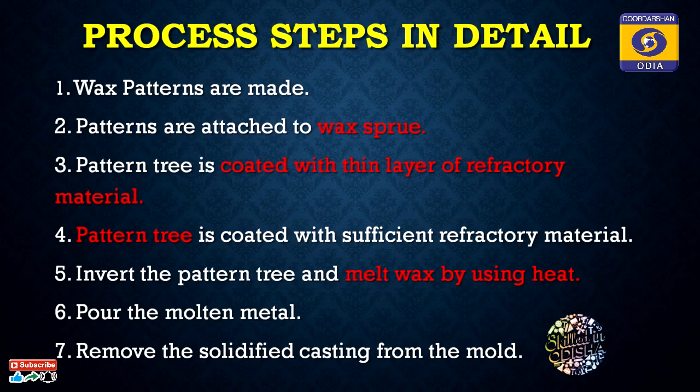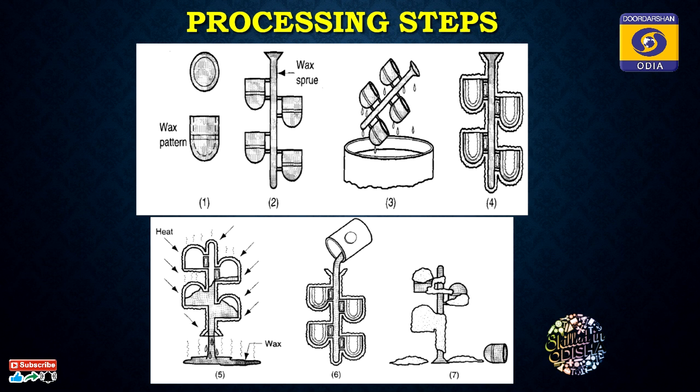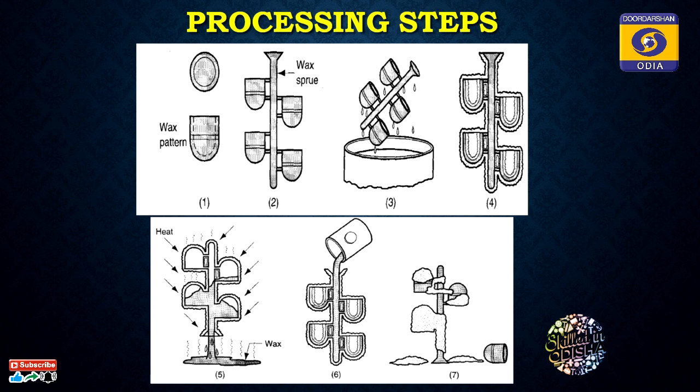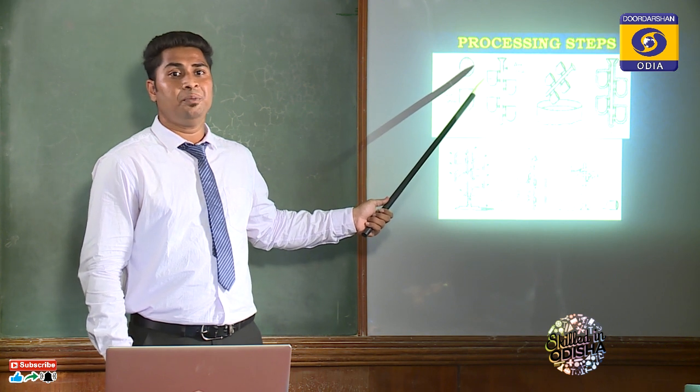Second step is patterns are attached to wax sprue. See the second figure. There are 4 wax patterns, and all these 4 wax patterns are attached to the middle wax sprue. You can see the middle one, this is the wax sprue, and these 4 are wax patterns. These are attached to the middle sprue, and it looks like a tree pattern. Remember the key terms. It looks like a tree pattern.